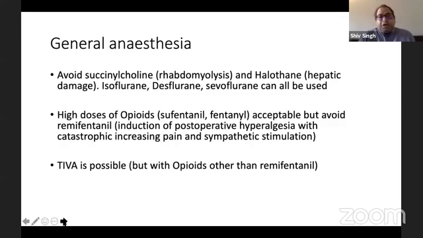You can use opioids that have a slightly longer effect, like sufentanil, fentanyl, morphine, which are acceptable, but you avoid remifentanil because it can induce post-operative hyperalgesia in these patients, so avoid remifentanil. But if you want to use TIVA using propofol and remifentanil, that can be used, but make sure that before you stop remifentanil, you have an adequate amount of morphine or fentanyl on board in these cases.